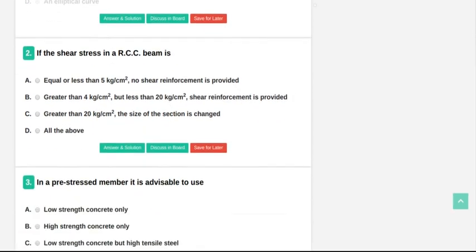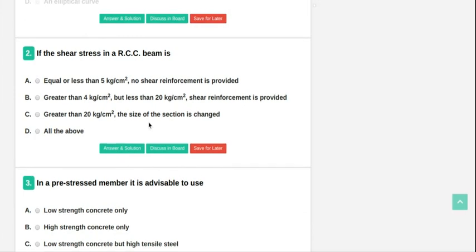If the shear stress in an RCC beam is equal to or less than 5 kg per cm square, no shear reinforcement is needed. From 4 kg per cm square to 20 kg per cm square, shear reinforcement is provided. Greater than 20 kg per cm square, the size of the section is changed. All of the above.